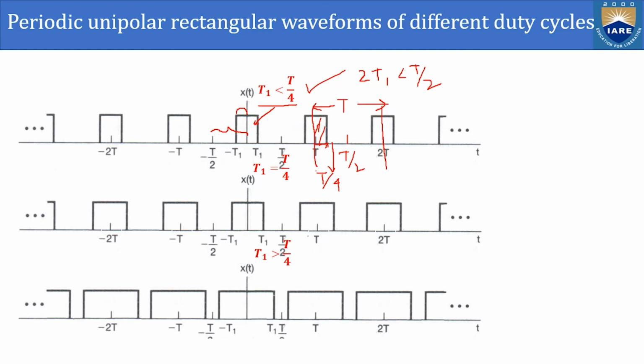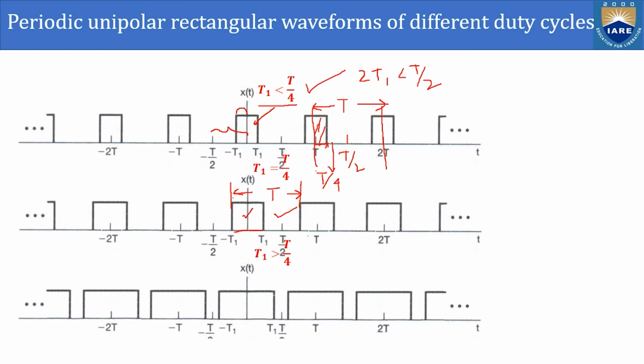Now in the second case, I have increased this pulse so that the on period is equal to the off period. See here, this is the T, and half of that one is T by 2, which is the pulse. This is the on period, this is the off period, both are equal. So T1 here is equal to T by 4, and here also T1 equals T by 4. So T by 4 plus T by 4 is T by 2.